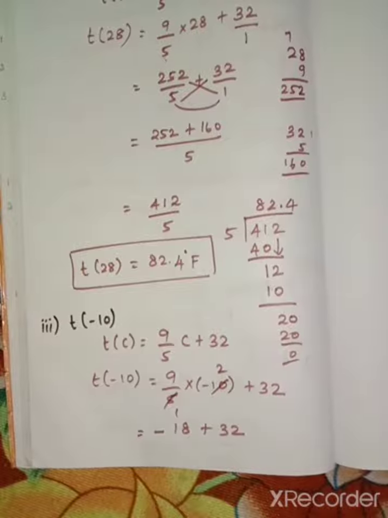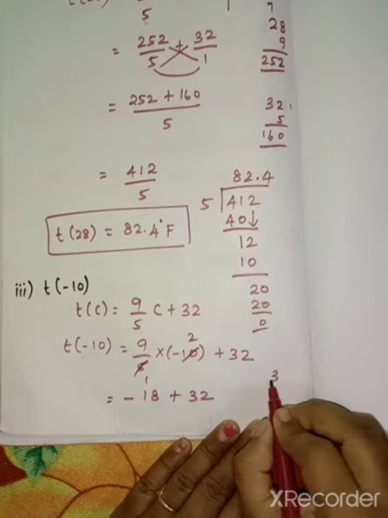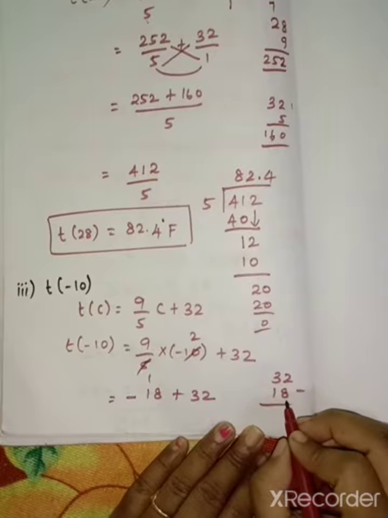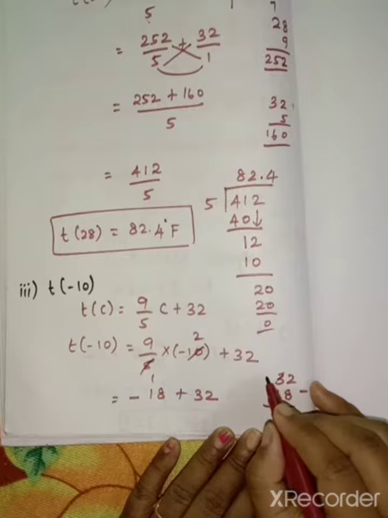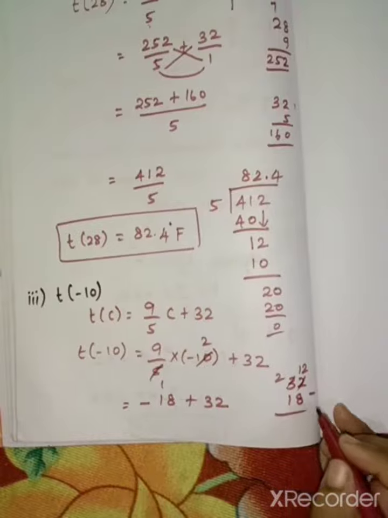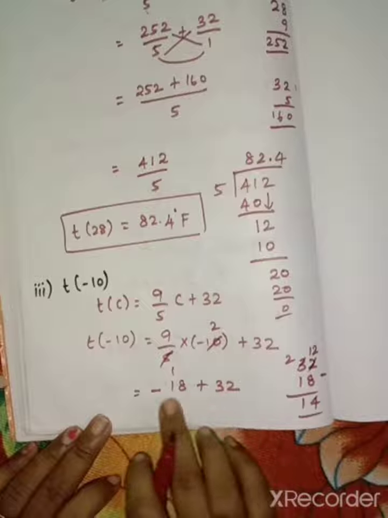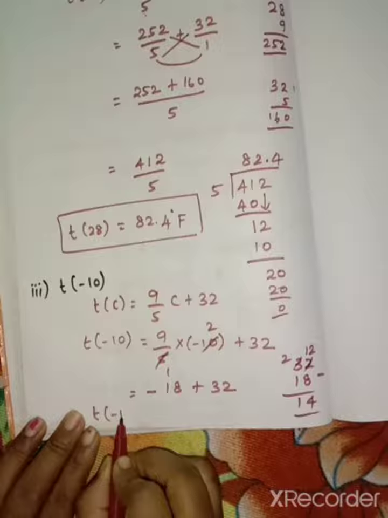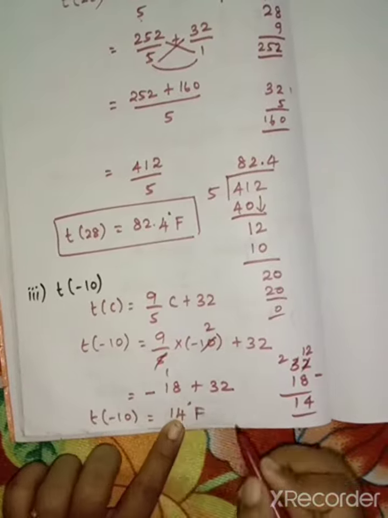Now we want to subtract. All of you know subtraction, but here also I will say it, because so many students forget the subtraction. See that here, 2 minus 8, is it possible? No. Now we want to borrow from the neighbouring number. So 2 will be changed; 10 added means we get 12. So 12 minus 8, 4. Then 2 minus 1, 1. So here the greater one is 32, so the sign is positive. So T of minus 10 equal to 14 degree Fahrenheit.